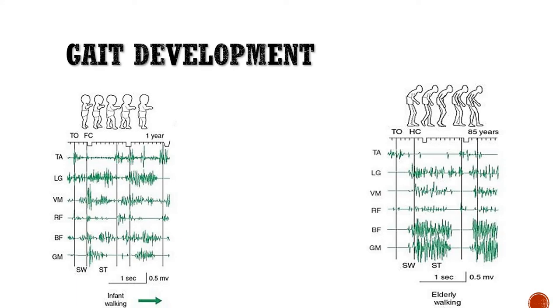Down the left hand side you have the abbreviations of various different muscles. So TA is tibialis anterior, LG would be lateral gastrocnemius, VM vastus medialis, RF rectus femoris, BF biceps femoris, and GM gluteus maximus. So this is just a typical gait cycle of a 1-year-old and an 85-year-old, and there are similarities, very broadly speaking, not looking at individual muscles, but just in general.